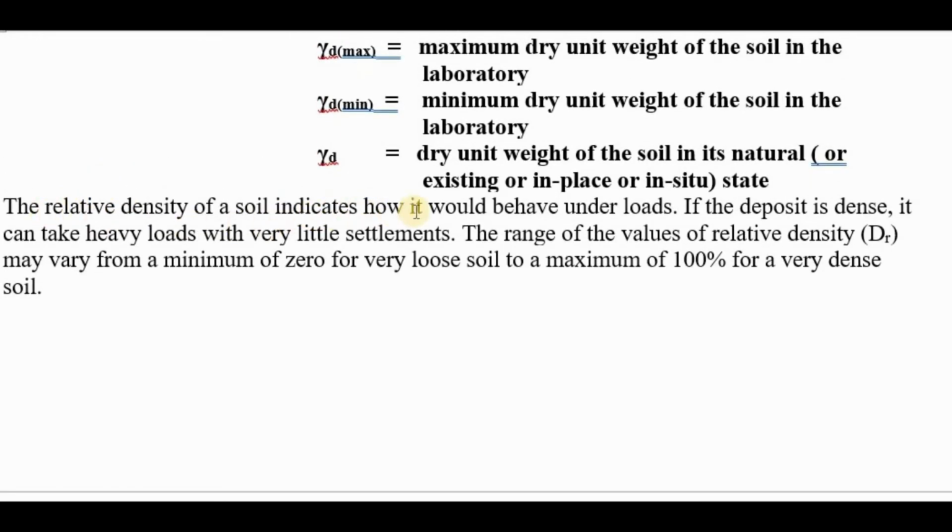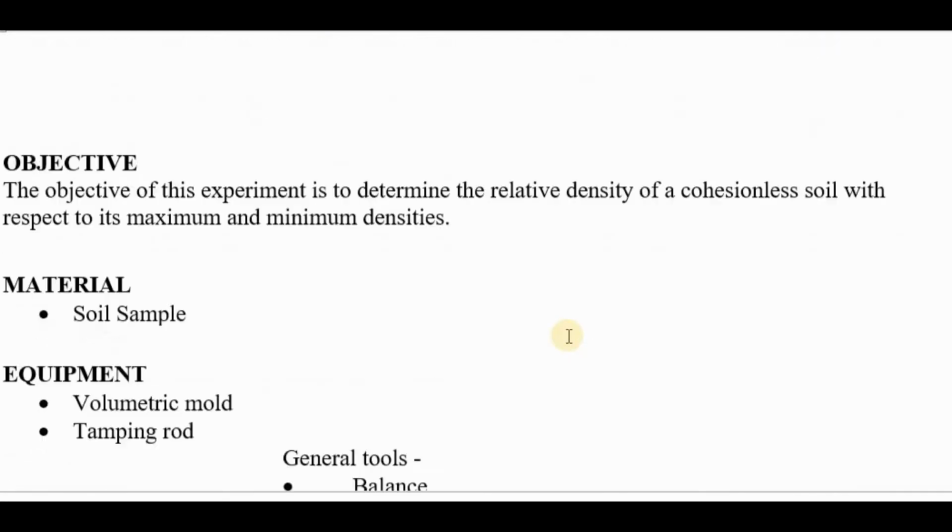like the relative density of a soil indicates how it would behave under loads. If the deposit is dense, it can take heavy loads with very little settlement. The value of relative density may vary from a minimum of 0 for very loose soil to a maximum of 100% for a very dense soil. So we are using the result of this experiment to decide whether the soil is in a very loose condition or a very dense condition.